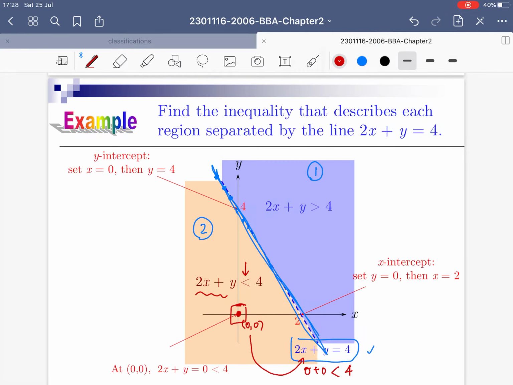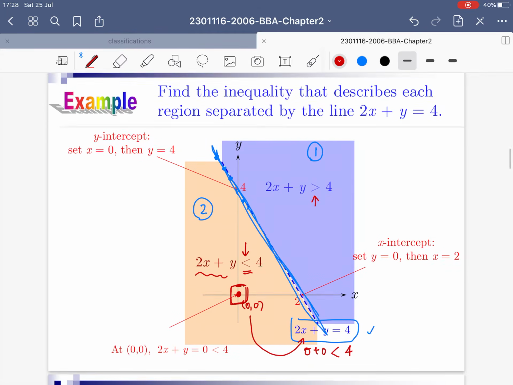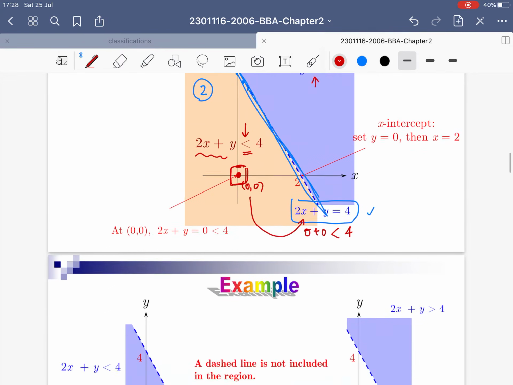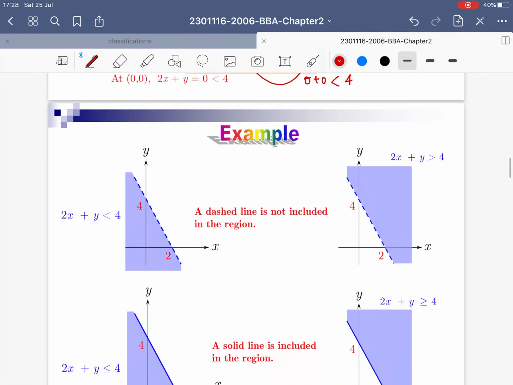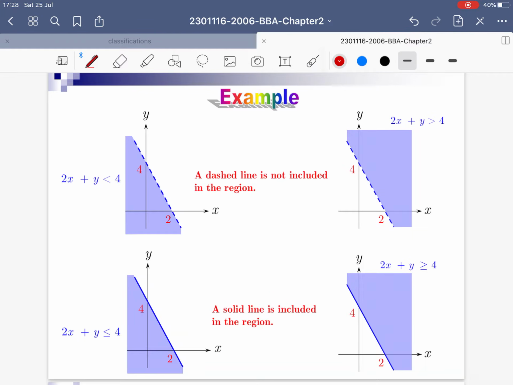So if this point already makes your inequality less than, then the one opposite there will be 2x plus y greater than 4. So we are going to use several kinds of drawing.